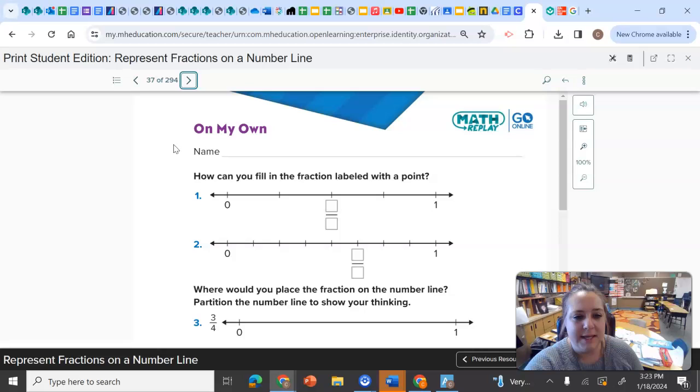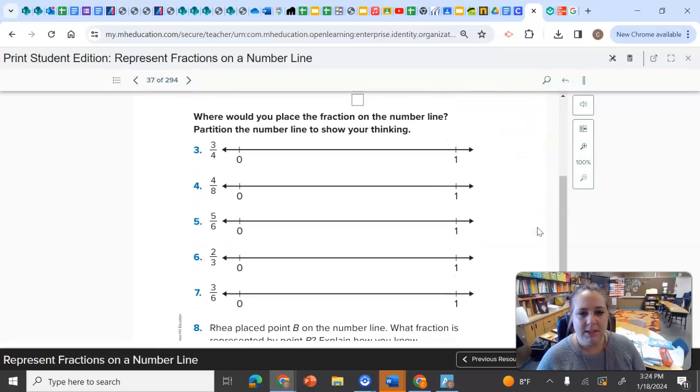Problem number 1 says, how can you find the fraction? How can you fill in the fraction labeled with a point? So what fraction would be right here on the number line? So fill in what fraction will be right here on a number line. Number 2, also, what fraction would be right here on the number line? So our whole is 0 to 1, and then it has put a fraction, and you need to say what fraction would belong there.